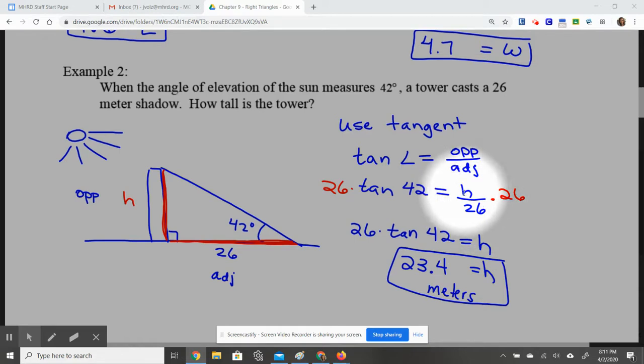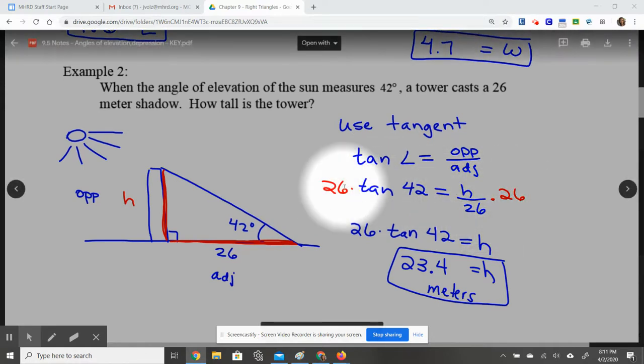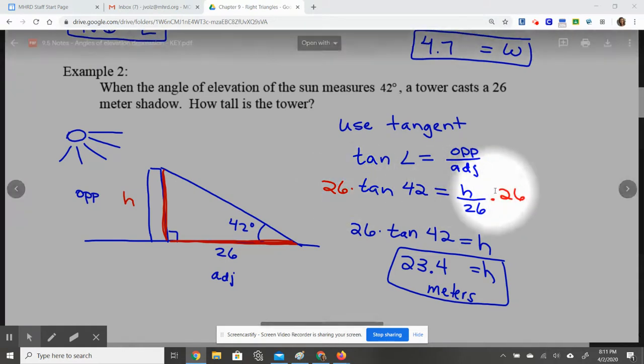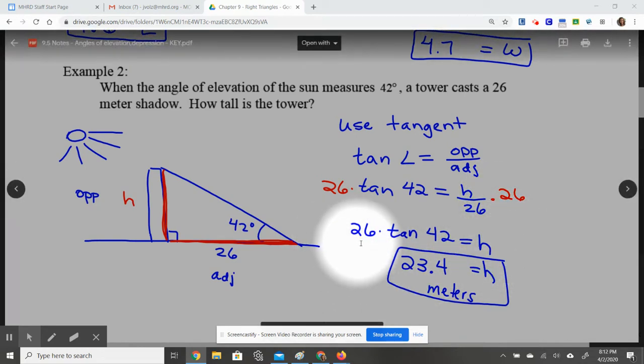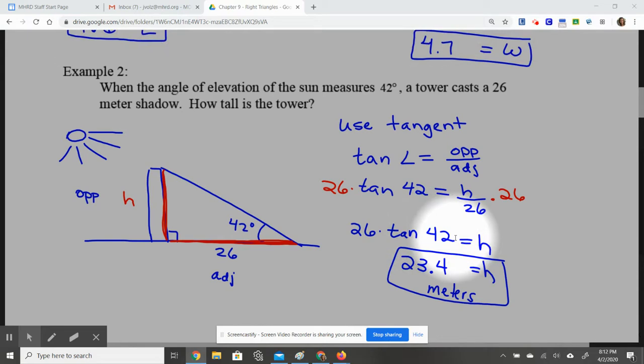Now to solve for h, I got to isolate it. I got to undo whatever's around it. Right now it's being divided by 26, so I multiply by 26 on both sides of the equation. Got to always do the same thing to both sides, keep the balance. And that cancels out the 26 over here, leaving us with h. Therefore, we have 26 times the tan of 42, and the answer is 23.4 meters tall is the tower.